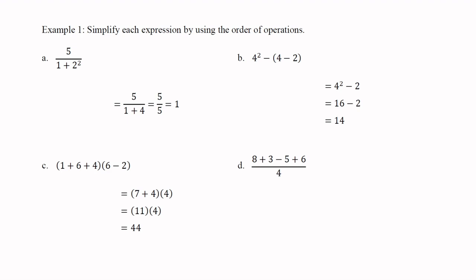In D, we need to perform everything in the numerator first. All we have is addition and subtraction, so we'll perform that left to right. 8 plus 3 is 11. 11 minus 5 gives us 6. And then 6 plus 6 gives us 12. 12 divided by 4 is 3.